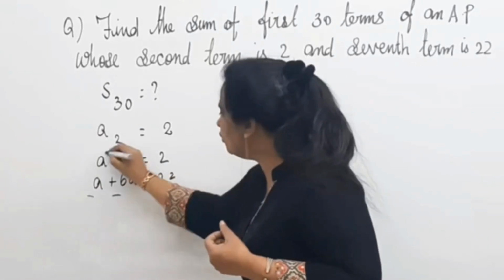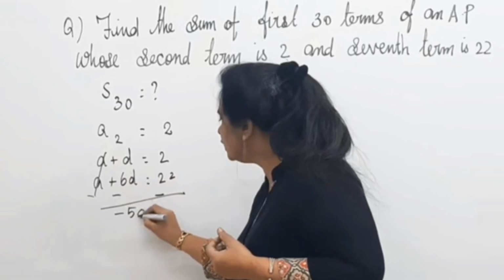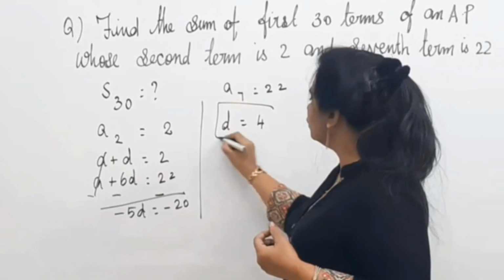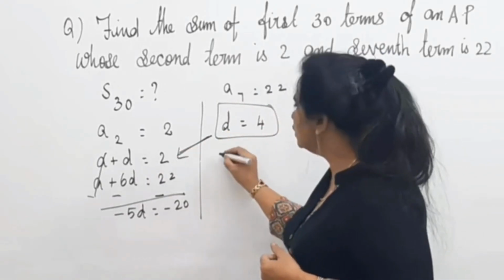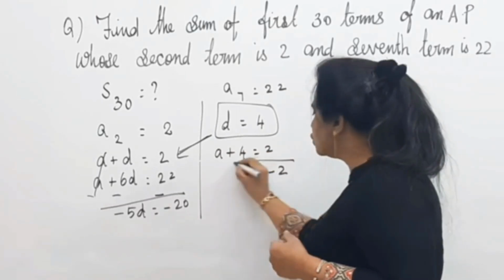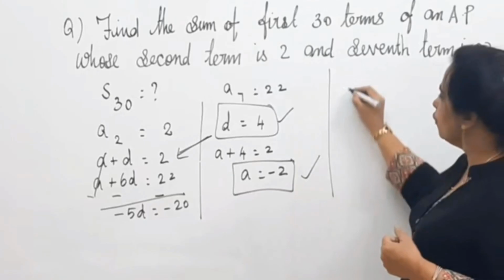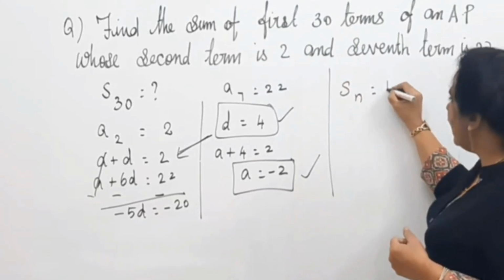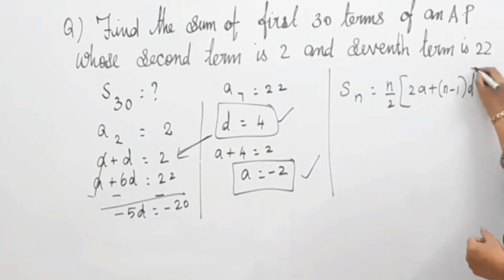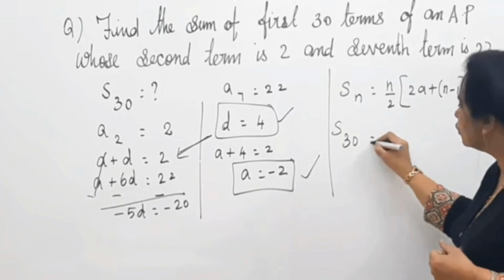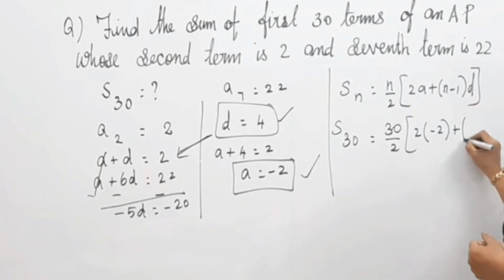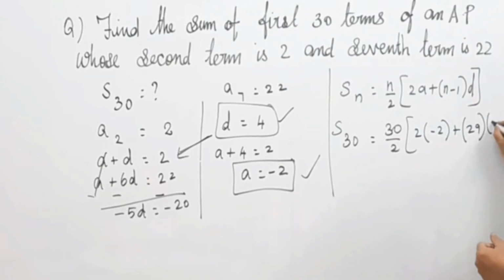Solving these two equations, we will get minus 5d is equal to minus 20, which implies d is equal to 4. Substitute in this equation: a plus 4 is equal to 2, so a is equal to minus 2. So I got my d and a. Now Sn is equal to n by 2 into 2a plus n minus 1 into d. I want S30, so 30 by 2 into 2 into a, which is minus 2, plus 30 minus 1, which is 29, into d, which is 4.